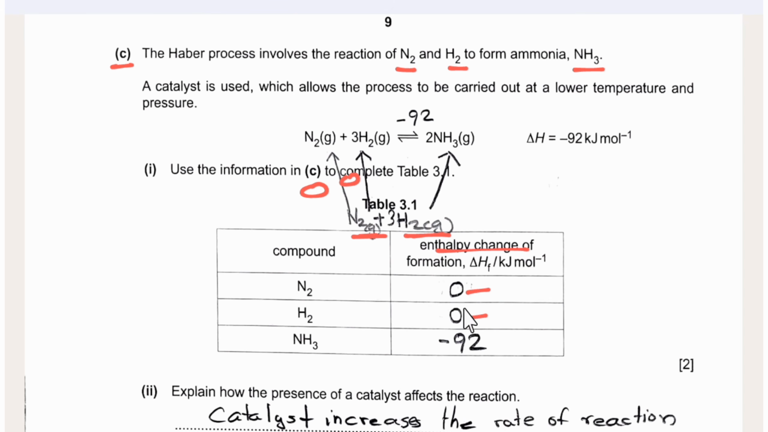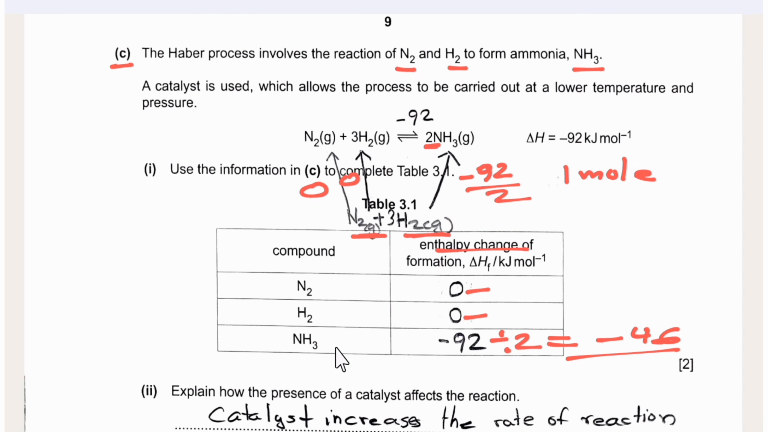So the enthalpy change of formation is 0, and for the enthalpy change of formation of ammonia, we can see that 2 moles of ammonia is formed. The enthalpy change of formation is the energy change when 1 mole of a compound is formed from its elements under standard states. So for 1 mole of a compound, the value is divided by 2 to get an answer that is negative 46. So the enthalpy change of formation of ammonia is negative 46.